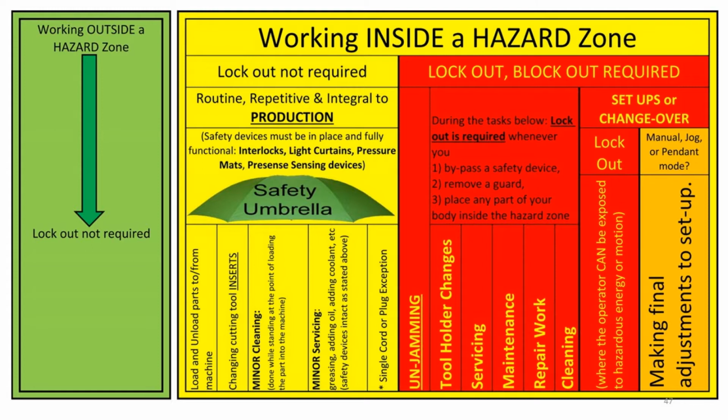If all four conditions of a single cord or single plug exception applies, you can avoid locking it out simply by unplugging it. If the single cord exception does not apply while doing the tasks shown in the red cells, then you must lock it out and/or block out the hazards. If a hazard can't be locked out, then you must find a way to block it out from contacting you. Blocking devices must be capable of withstanding the forces they'll be subjected to.